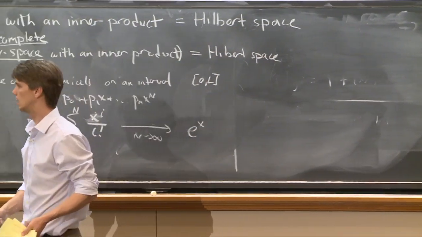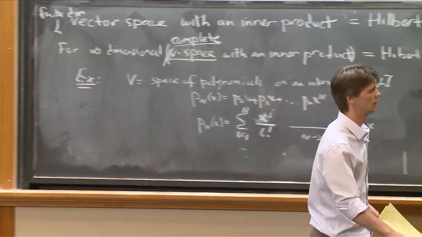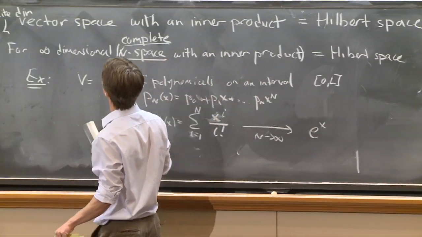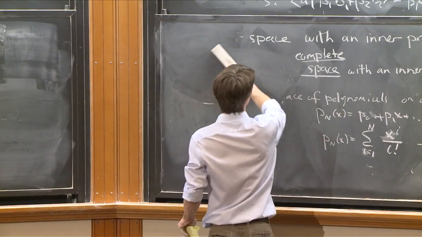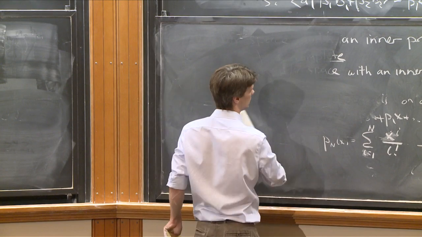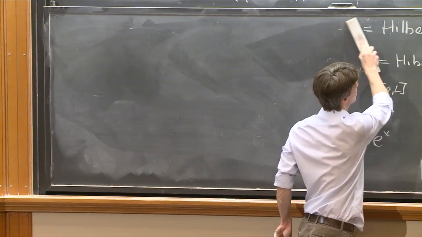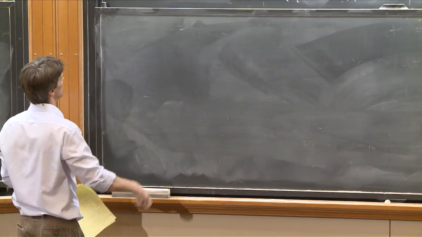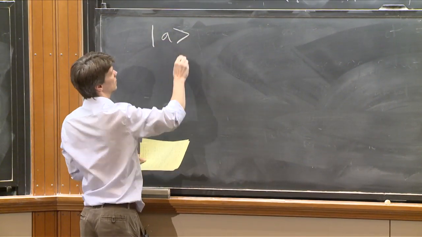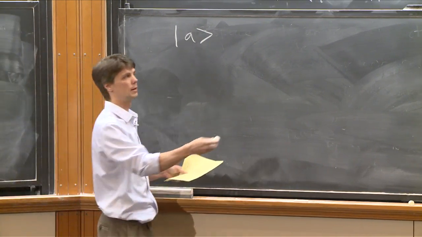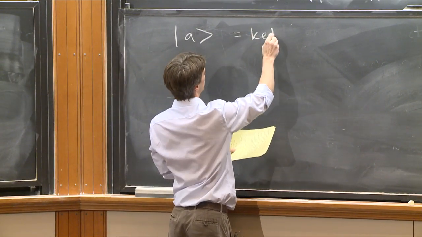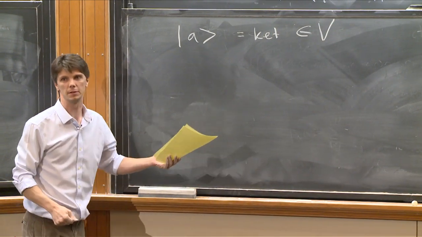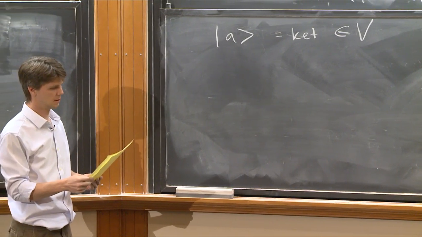All right, so let's move on and talk about Dirac's notation. We've already, 3 or 4 lectures ago, started talking about these objects, and we were calling them kets, right? And they were things that live in our vector space V. So these are just a way of writing down our vectors. Okay.